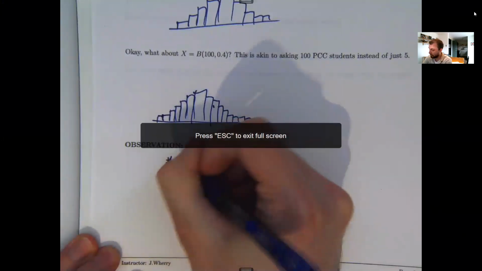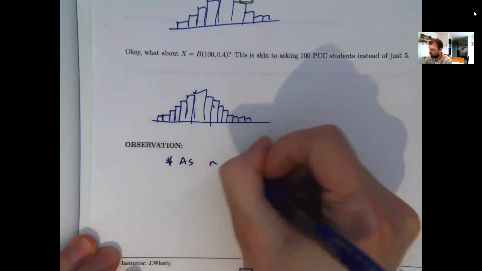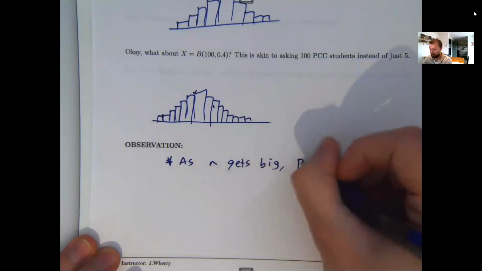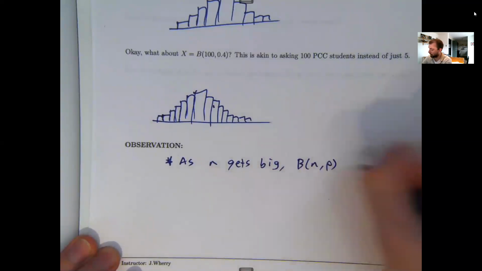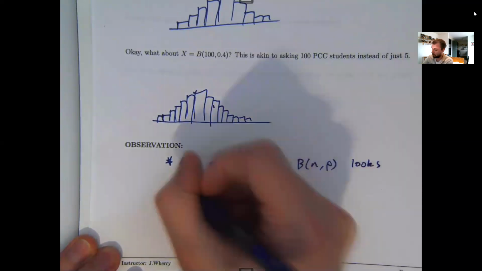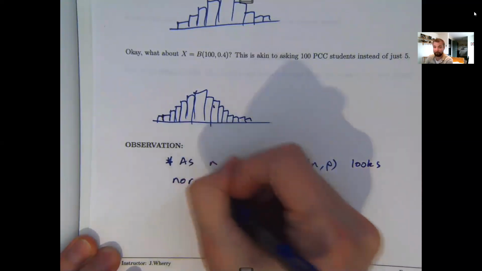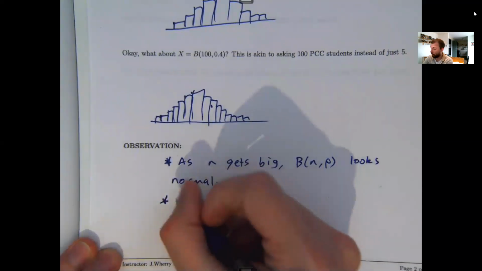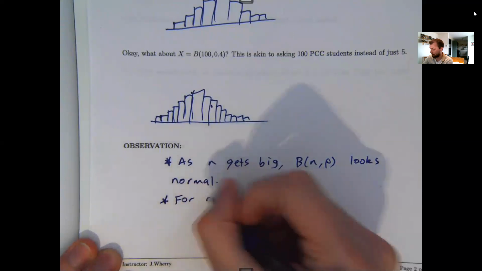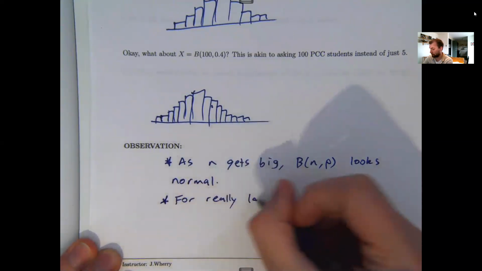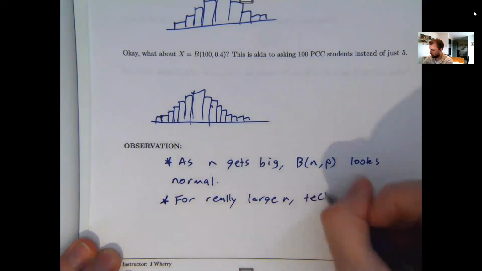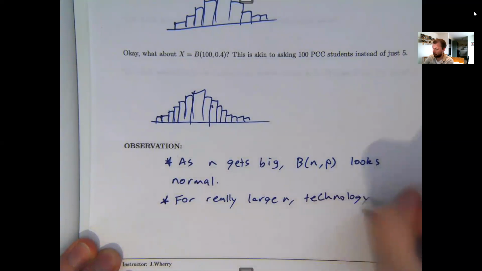So observations. First, as n gets big, my binomial distribution looks like a normal curve. My next observation, for really large n, technology might not work for binomials.